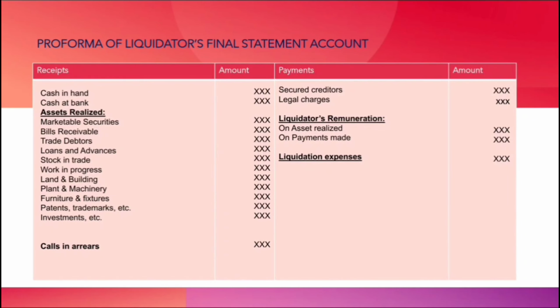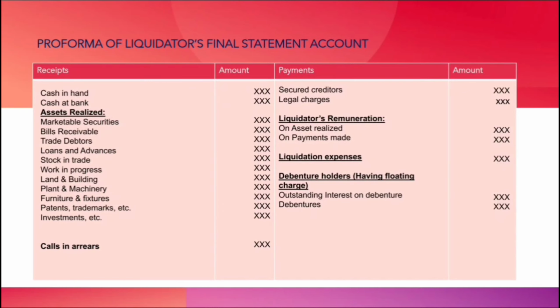The next payment is to debenture holders having a floating charge. Debenture holders having a floating charge are those who do not have a specific charge on any of the assets of the company. Such debentures have to be paid after paying the liquidation expenses. Here, firstly, we need to pay interest to these debenture holders. If there is any outstanding interest, that has to be paid. After paying the outstanding debenture interest, then we need to pay the debenture amount.